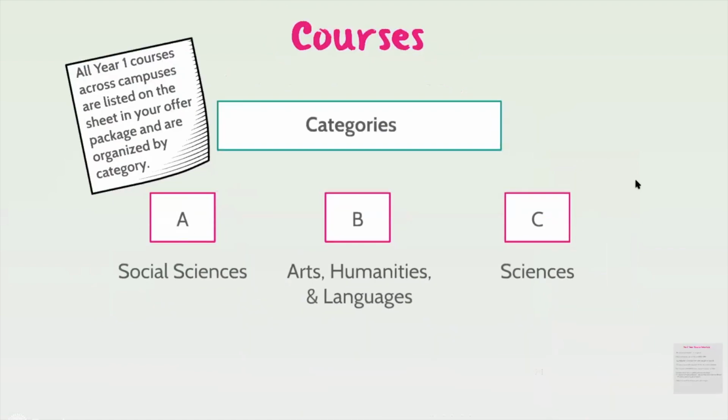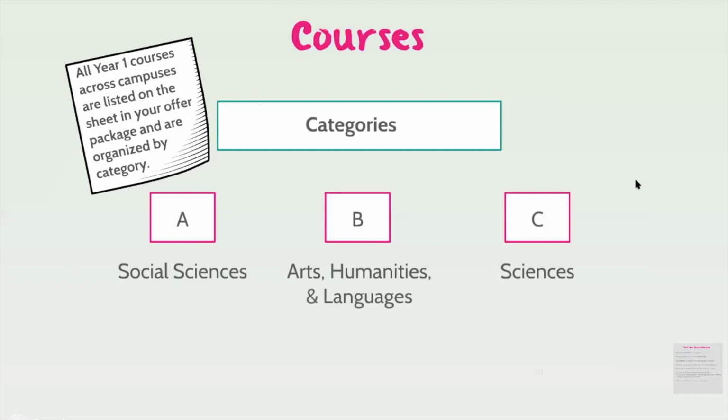So every course at the university is divided up into a category. So we have 3 different categories of courses. Category A are your social sciences credits. Category B are arts, humanities, and languages. And category C are your science credits. So in your offer package, you should have received a sheet that actually breaks down all of the 1,000 level courses that we have by their different categories.